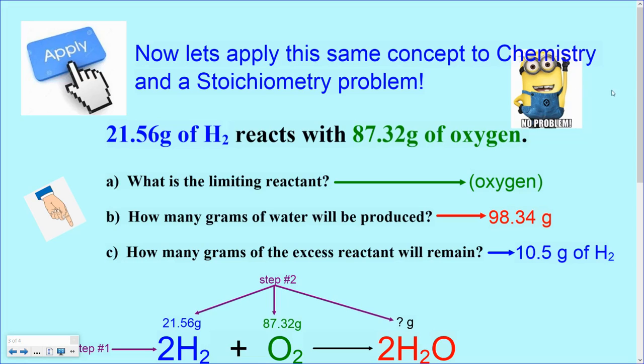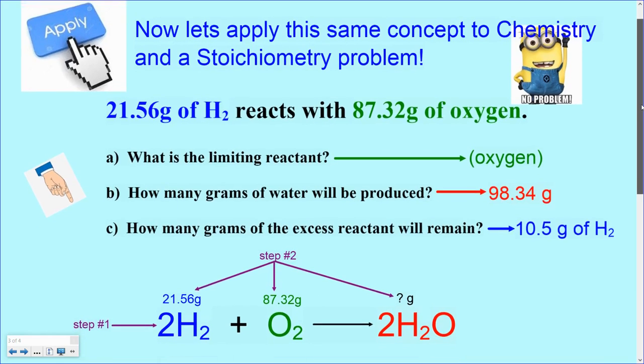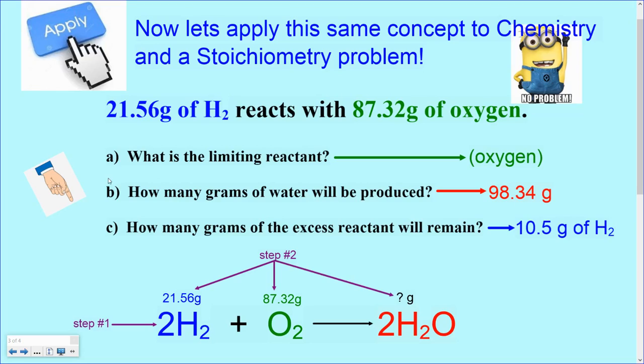So to start off, we're going to treat this like any other stoichiometry problem. Step one is to write a complete balanced equation. And then step two, I always advise you to label what you're given and what you're looking for. So step one, there's our complete balanced equation. Step two, we're given 21.56 grams of hydrogen, 87.32 grams of oxygen, and we're looking for the amount of water. So here we have two givens, but that's okay. We're going to solve this as two separate problems.